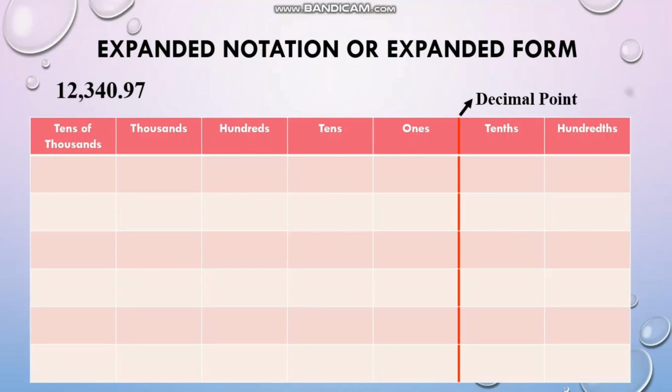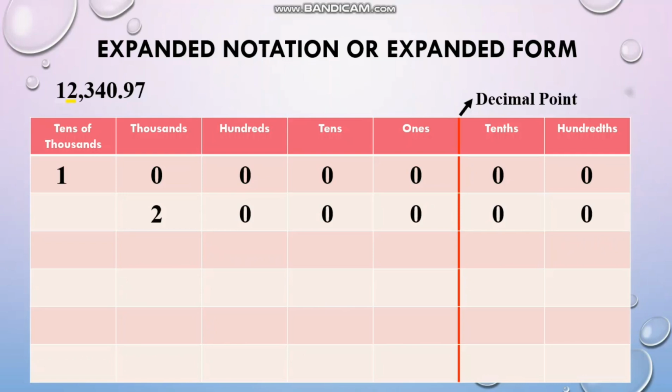Let's start with the first digit on the left, 1. The digit 1 represents tens of thousands. So we write in the first row, in the tens of thousands column, 1 and 0 in the rest of the columns because we're only focusing on one digit at a time. Let's look at the second digit, 2. The digit 2 represents thousands. So we write in the second row, in the thousands column, 2 and 0 in the rest of the columns because we're only focusing on one digit at a time.